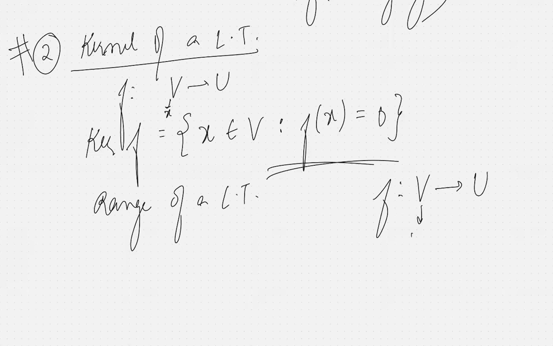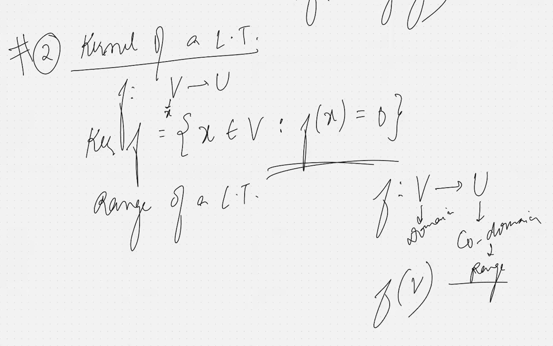And range is a subset of the codomain. Why? Because range consists of only those elements that are images of the domain. Images of the domain mean f of V. So the range of the linear transformation would be the set f of V, that is equal to f of x such that x belongs to V. That's it. This is called the range, or you say image.